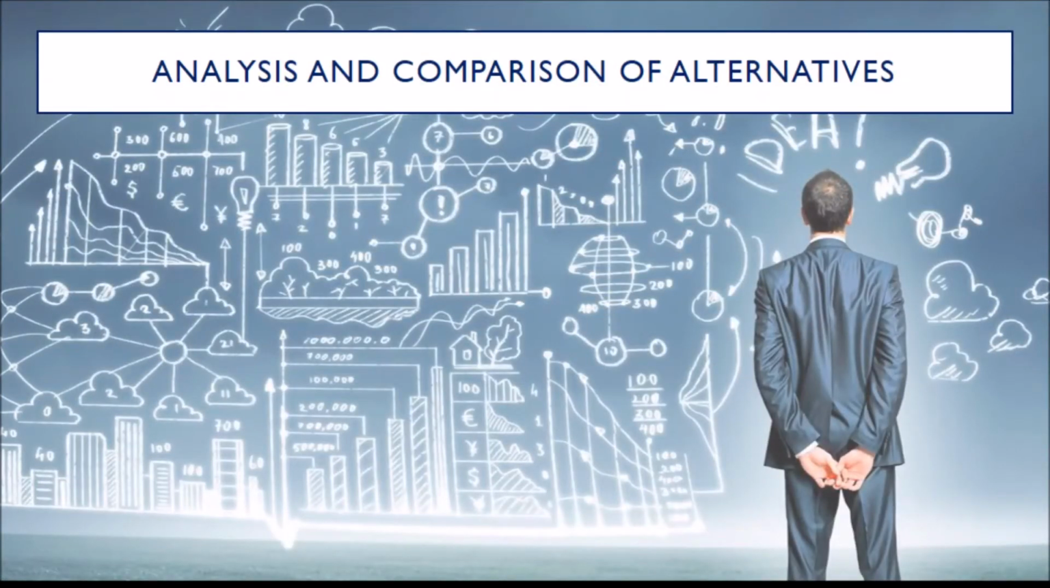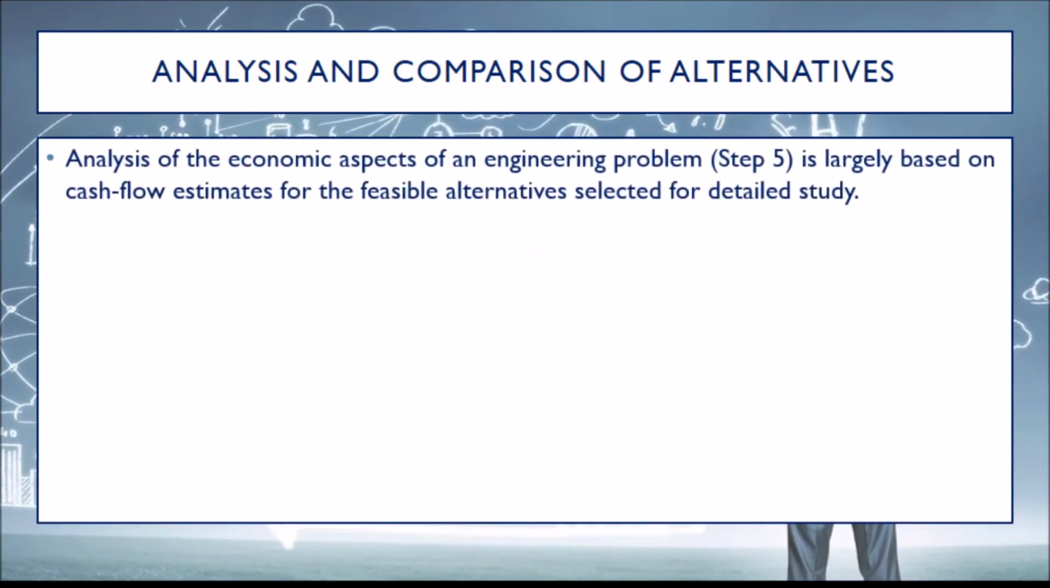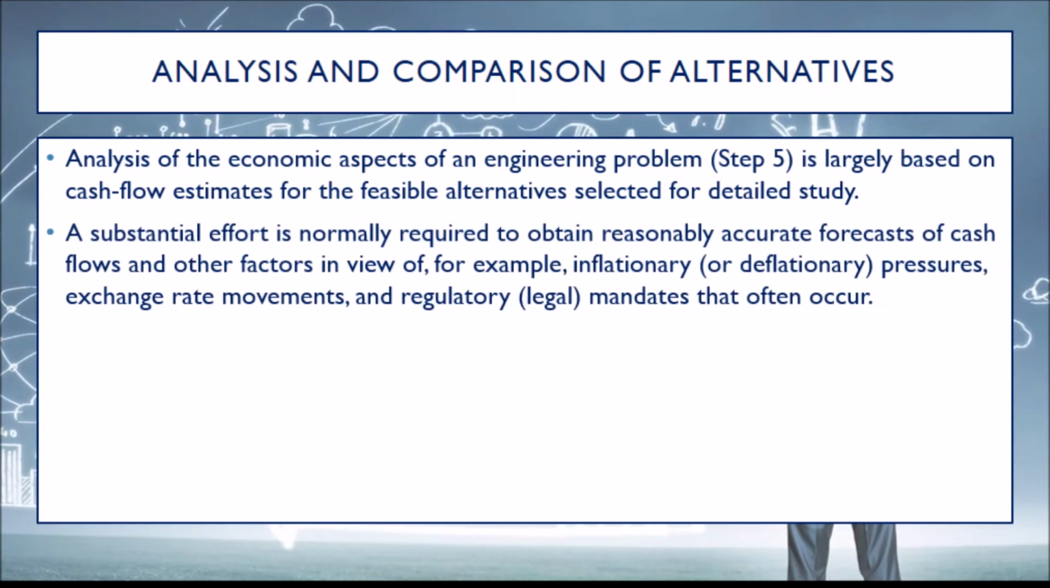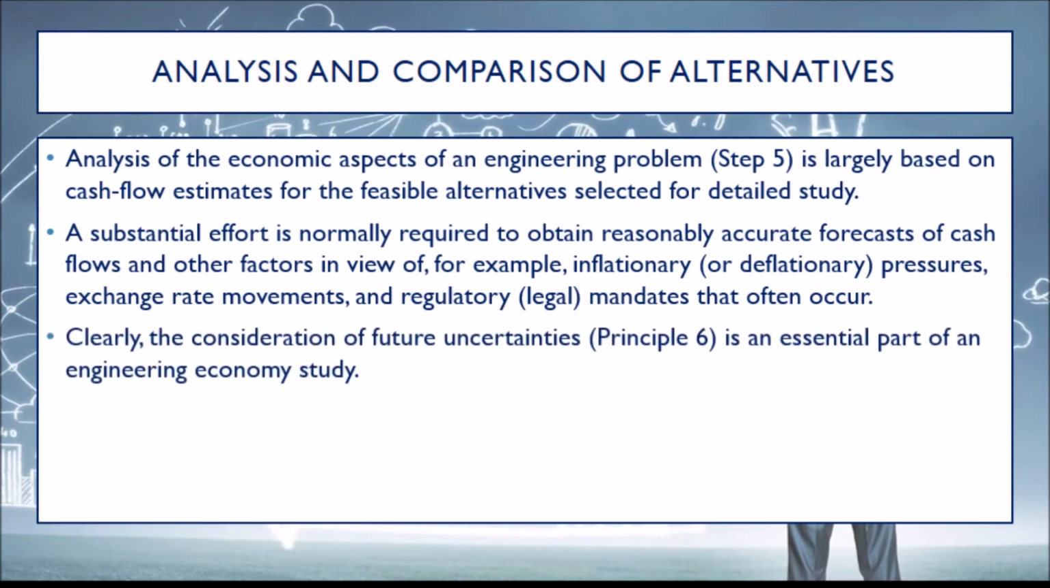Analysis and comparison of alternatives. Analysis of the economic aspects of an engineering problem is largely based on cash flow estimates for the feasible alternatives selected for detailed study. A substantial effort is normally required to obtain reasonably accurate forecasts for cash flows and other factors in view of, for example, inflationary pressures, exchange rate movements, and regulatory mandates that often occur. Clearly, the consideration of future uncertainties is an essential part of an engineering economy study.